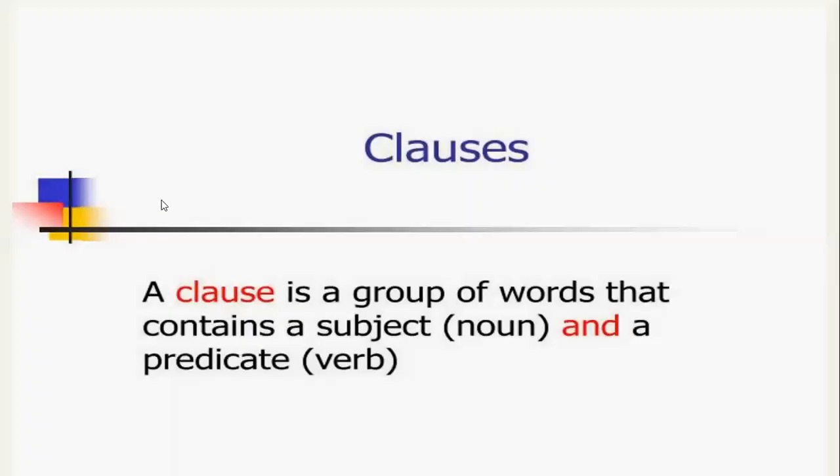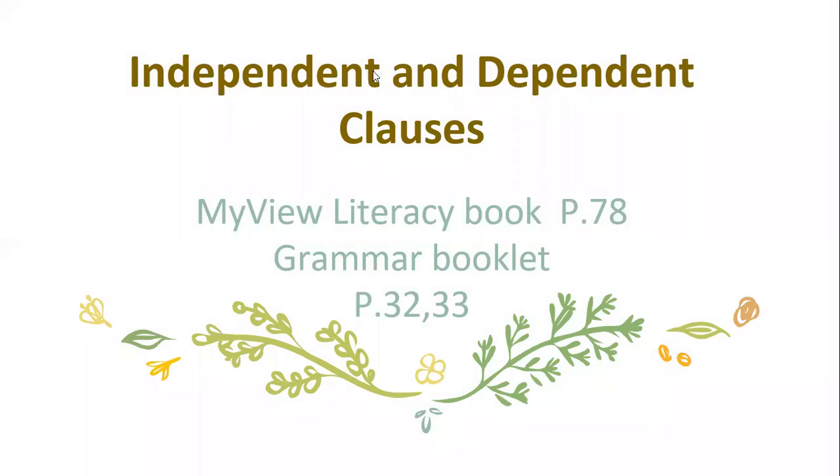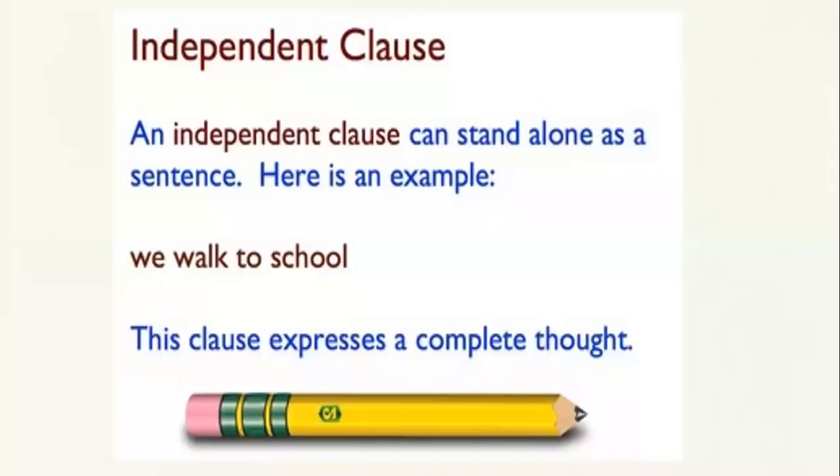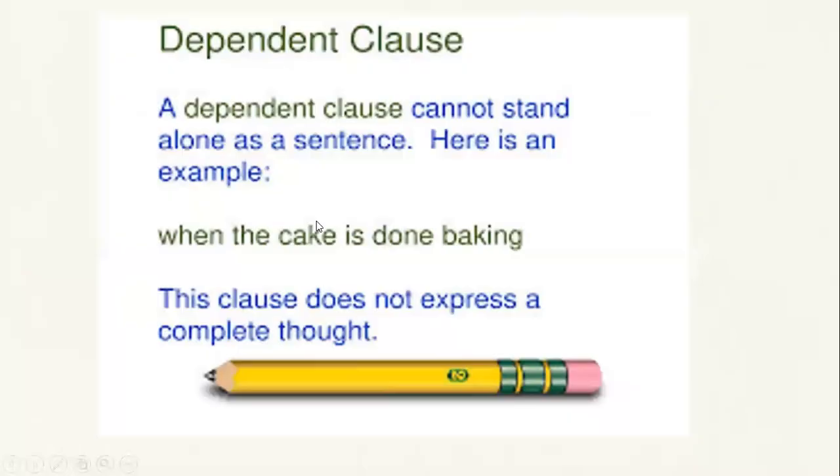Now lesson 2 is the dependent and the independent clause. Pay close attention to that. We have a clause, it's a group of words that has a subject and a verb. Now the independent clause can stand alone. But the dependent clause cannot stand alone.